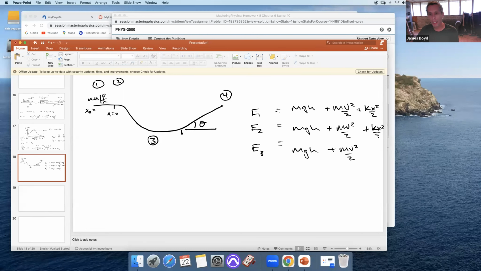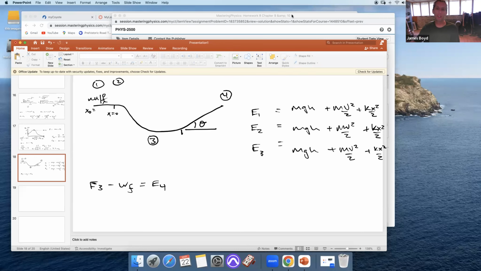And then we're going to start getting rid of stuff that we know it doesn't have. Since there's no friction between 1 and 3, we don't have to worry about anything. But between E3 and E4, E3 minus the work of friction will equal E4, or E3 will equal E4 plus the work of friction. We'll deal with friction in a minute.